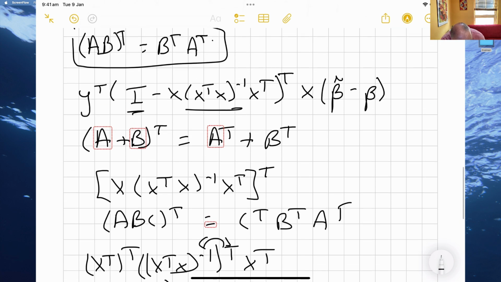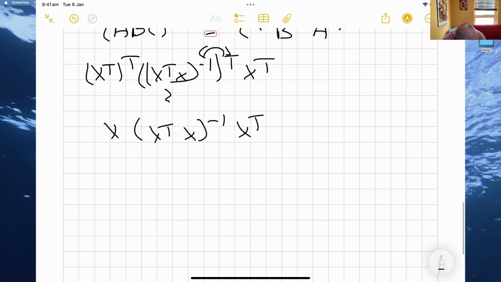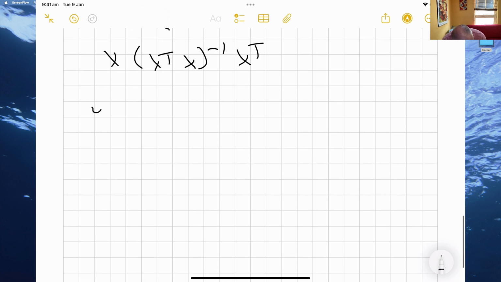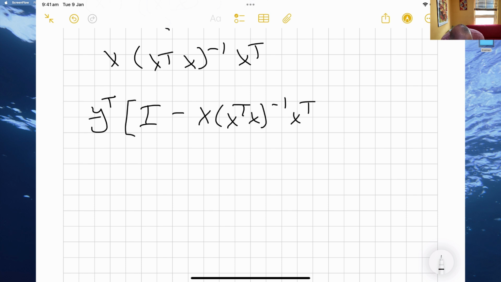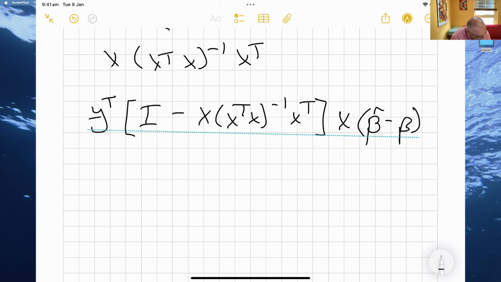So let's take this, and what we have is yᵀ. We have I minus, because again I is symmetric, so Iᵀ is I, X(XᵀX)⁻¹Xᵀ. So we've got that. We've then got the term X, and then we've got the term β̂ − β. Before we go on, John is going to just check and make sure he hasn't made any major mistakes. He hasn't. Booyah.